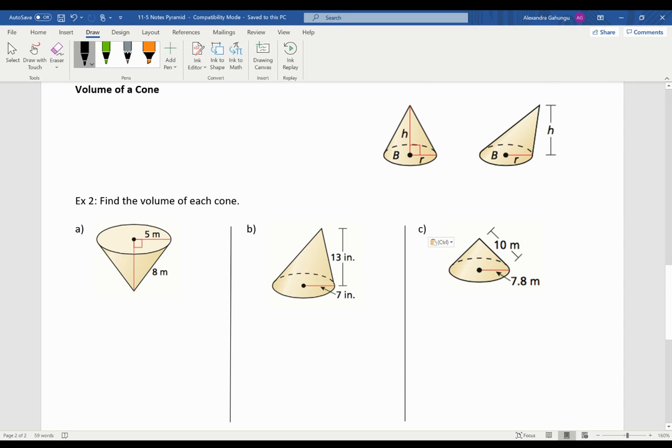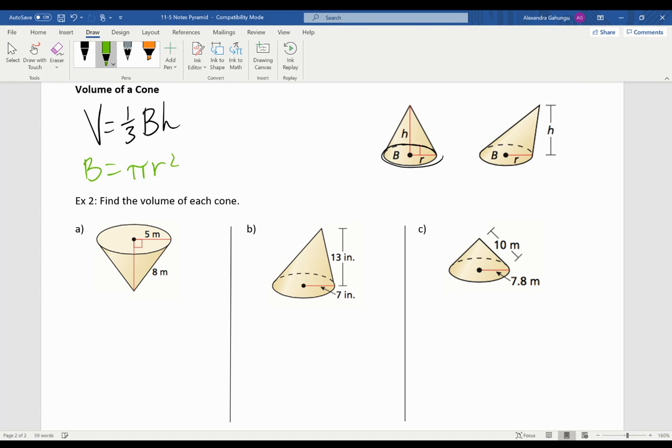Okay, on to finding the volume of a cone, which actually is very similar. But again, that base is going to be what changes. So the volume of our cone is 1/3 that big B again, area of the base times the height. Now, the area of my base, since my base is a circle, is going to be pi r squared. And my height is still that length that's perpendicular to my base. So h is still our height.